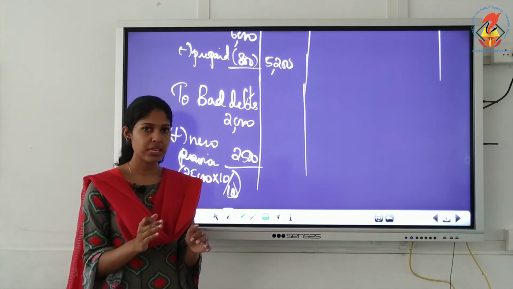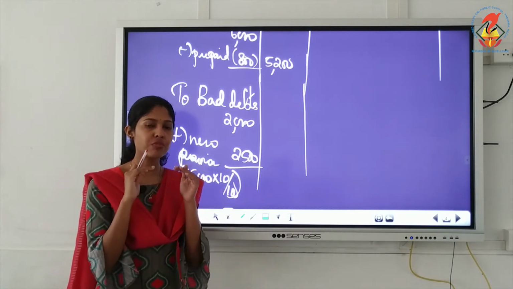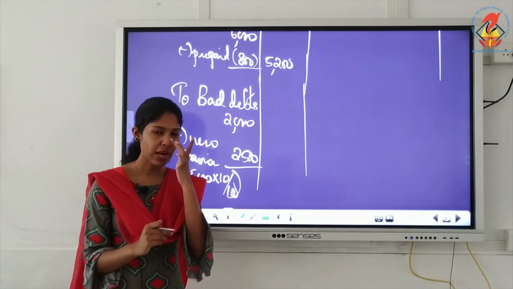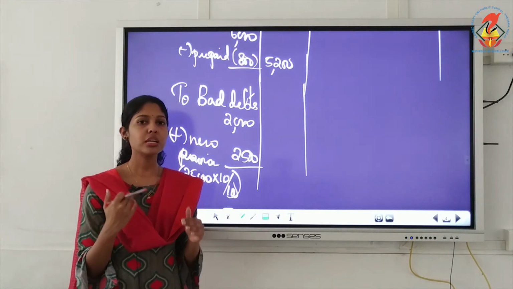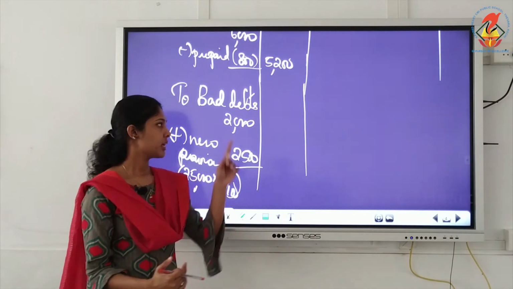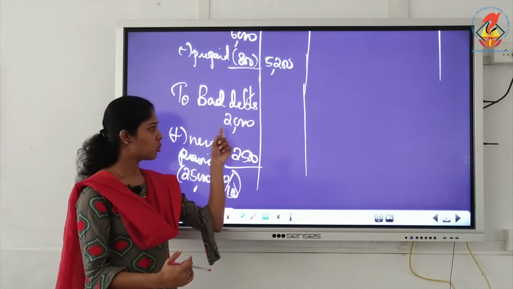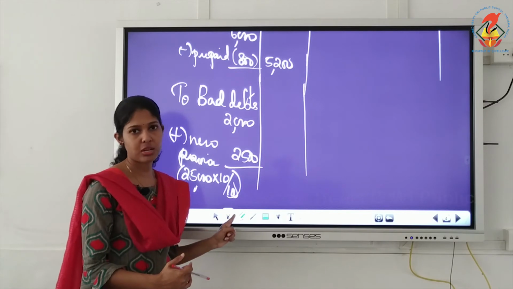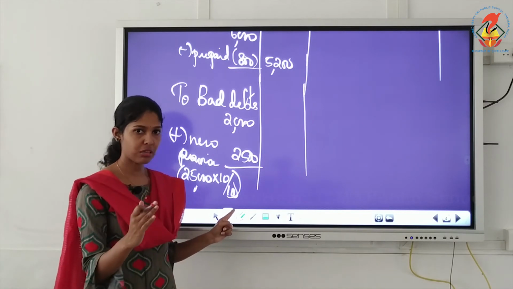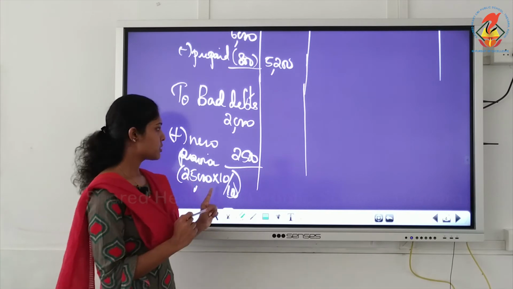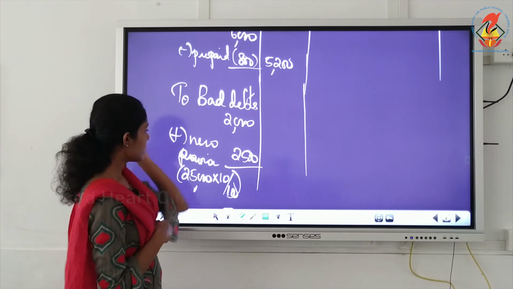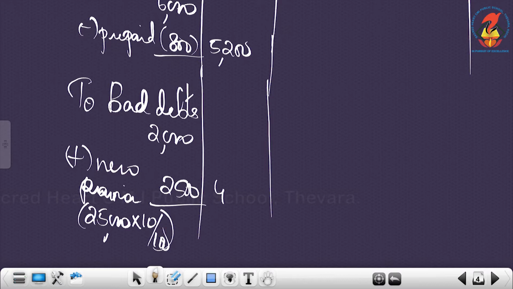Don't deduct this bad debts from 25,000. What I have told you is debtors less further bad debts. Further bad debts means one which is given as adjustment. Here we don't have further bad debts. This is existing bad debts. No need to deduct that 2,000 from debtors figure. There is no further bad debts here. So directly we computed on debtors 25,000. So bad debts, add new provision. So this will be 4,500.